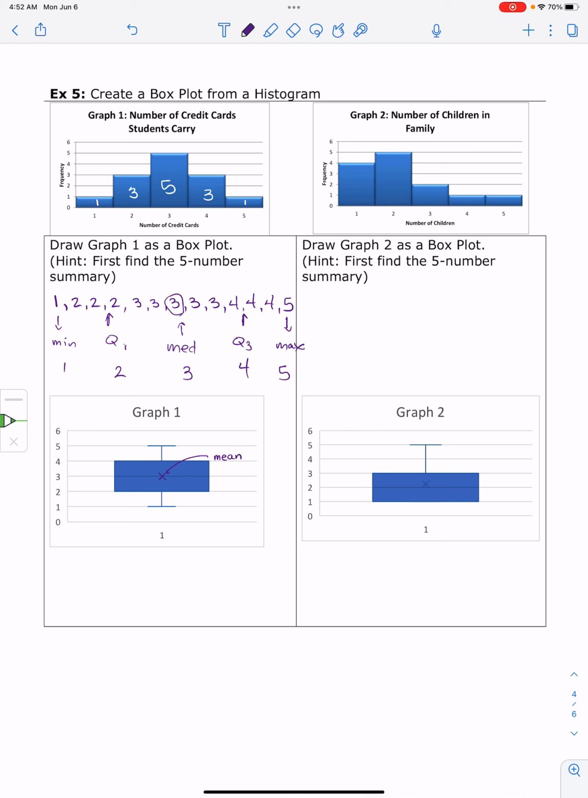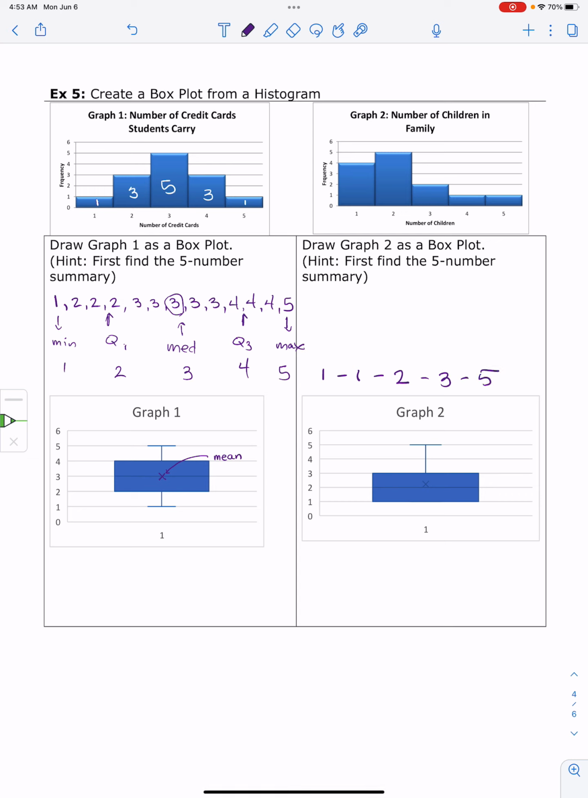Graph 2, though, is skewed right. I am not going to take the time writing out all those numbers. Know that 1 happens 4 times, 2 happens 5 times, 3 happens twice, 4 happens once, and 5 happens once. If you would like to pause right now, you can write out that data set, find the 5-number summary. I will tell you that when I did that, here was my 5-number summary. I got 1, 1, 2, 3, 5.